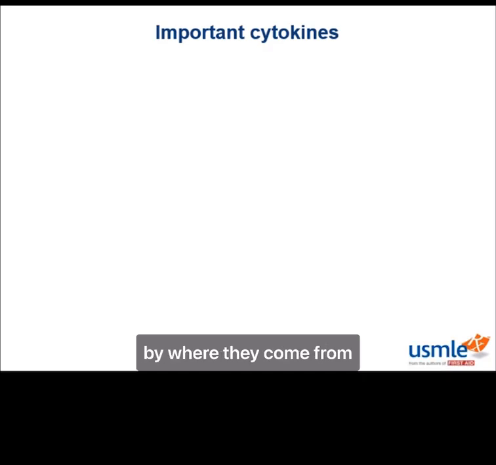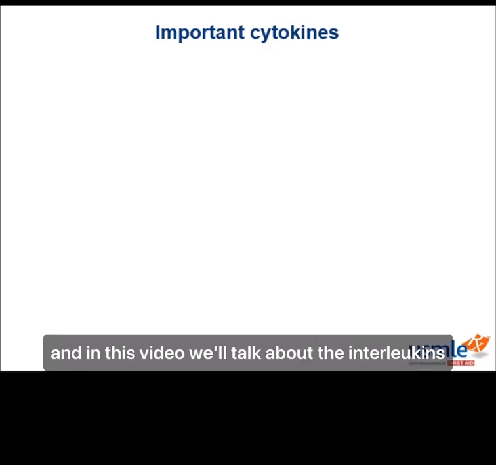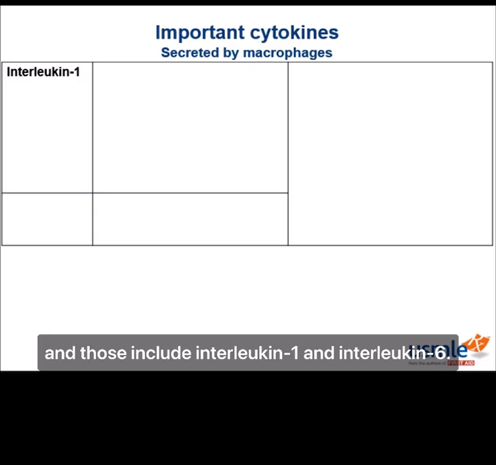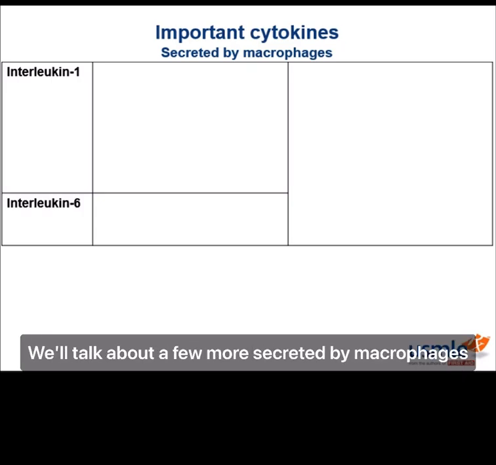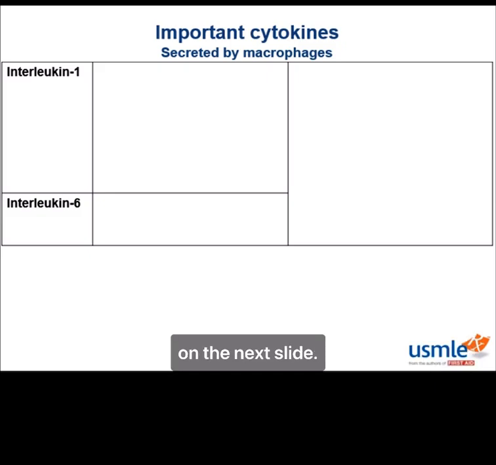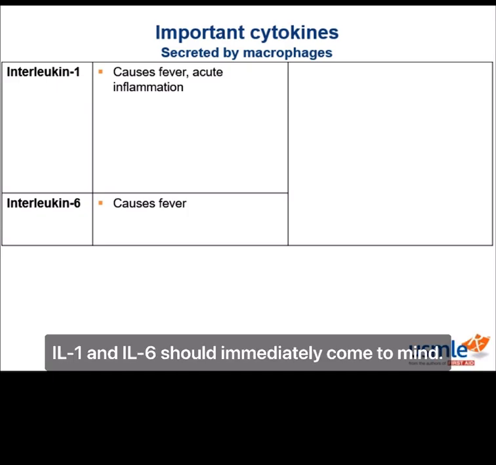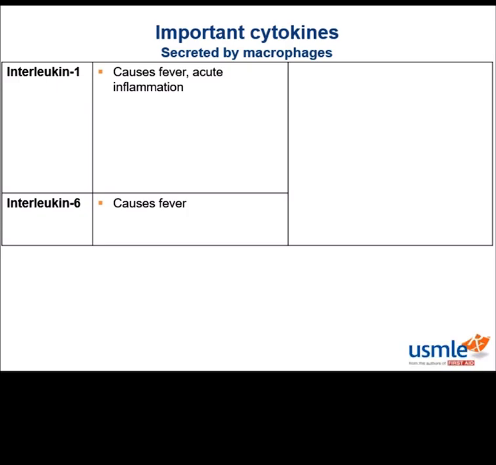And we can further classify the different interleukins by where they come from. In this video, we'll talk about the interleukins secreted by macrophages and T cells. So first, let's talk about the interleukins secreted by macrophages. Those include interleukin 1 and interleukin 6. We'll talk about a few more secreted by macrophages on the next slide.